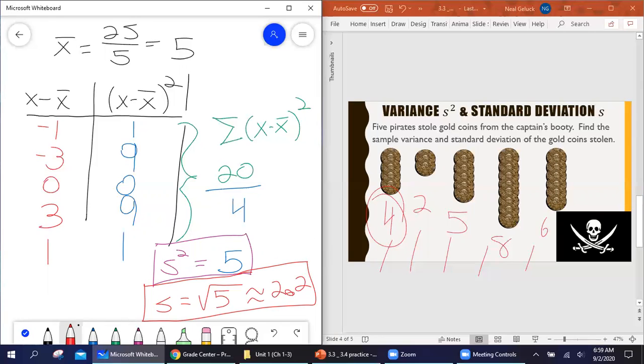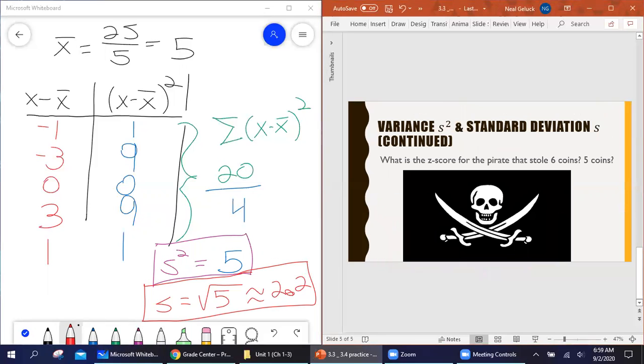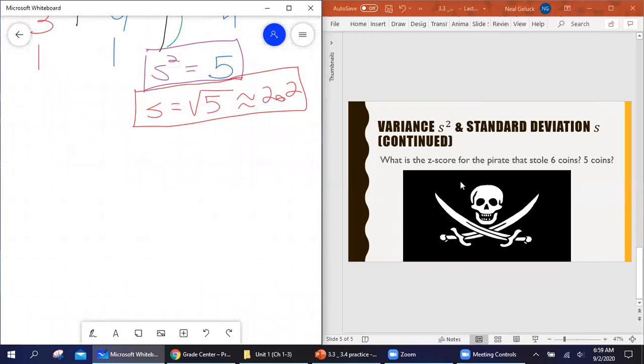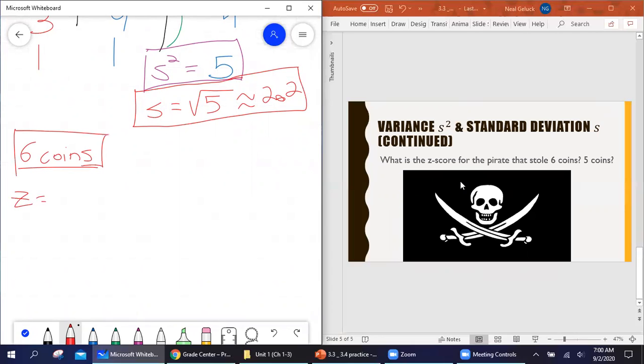For the last problem, we're going to use that standard deviation that we just calculated. What is the z-score for the pirate that stole 6 coins? Okay, so we'll start with that one. For the 6-coin pirate, his z-score is for the 6-coin person.